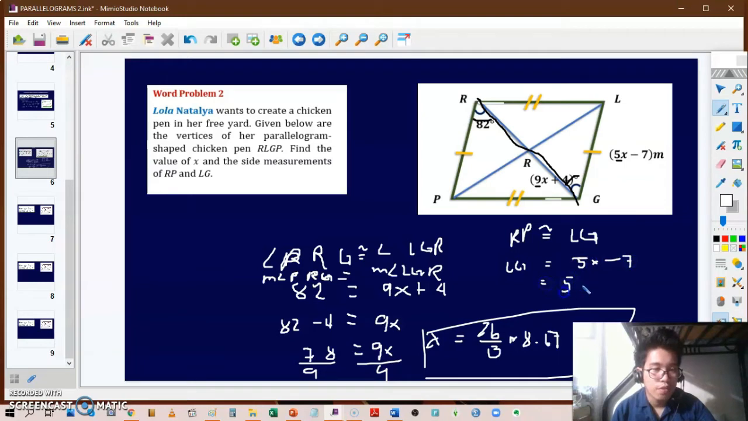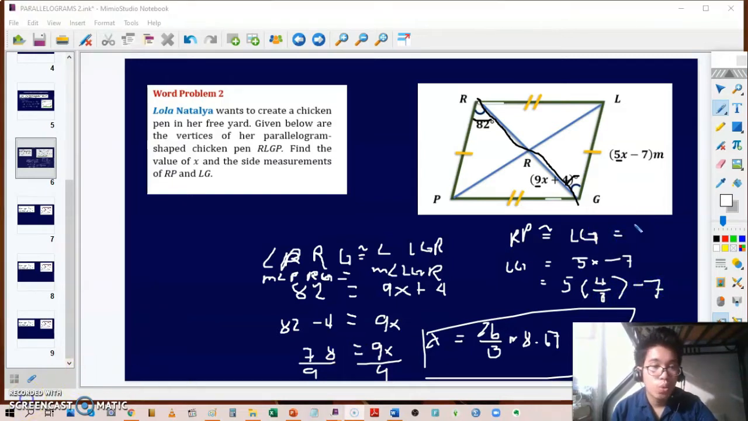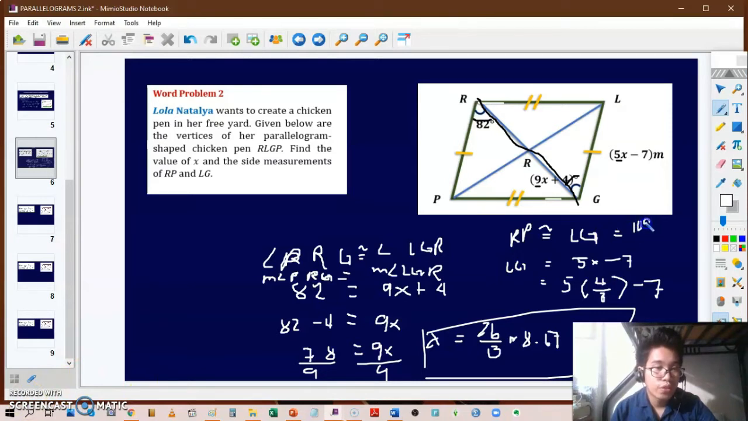So that's going to be 5 times 26 over 3 minus 7. And that'll give you LG is now equal to 109 over 3, or 36.33 meters. So that means line segments RP and LG on the chicken pen of Lola Natalia measure 36.33 meters, and the value of x is equal to 26 over 3, or 8.67.